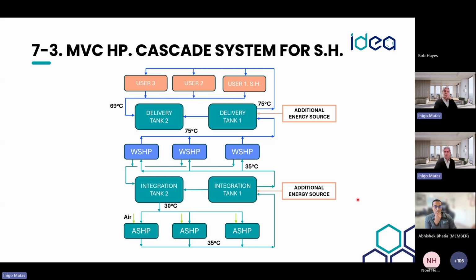Another application could be when we use a mechanical vapor compression, but in this case it's not just a single type. There are 2 in cascade. It's combining what we can see at the bottom, which will be an air source heat pump, and we have another level which is a water source heat pump.